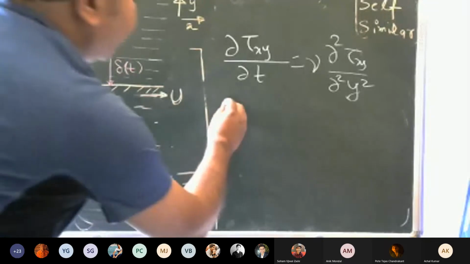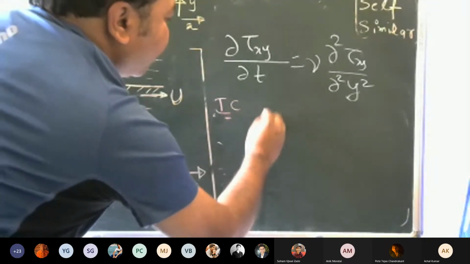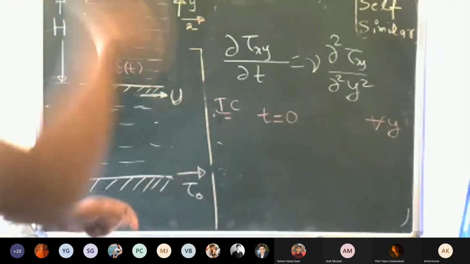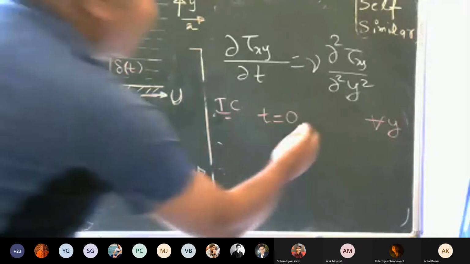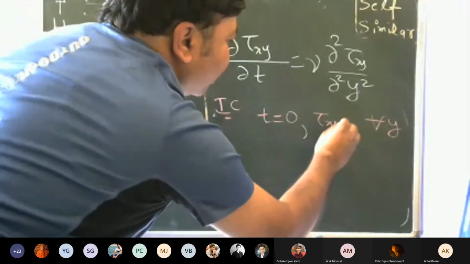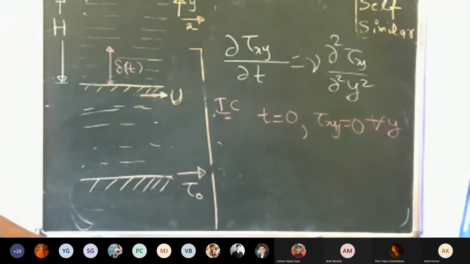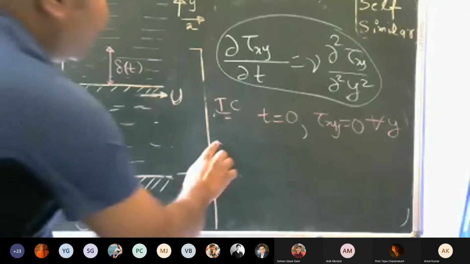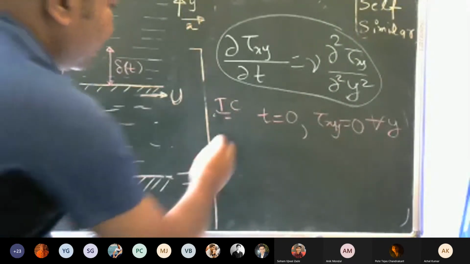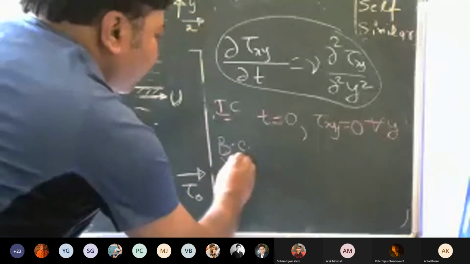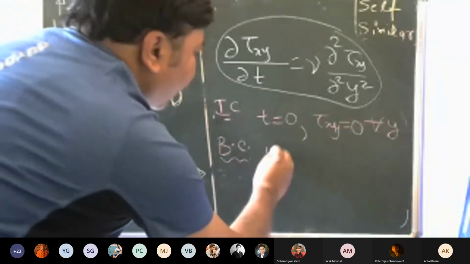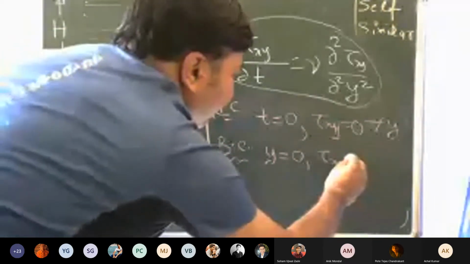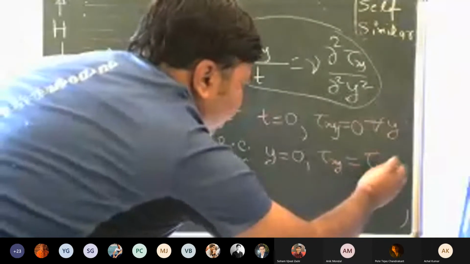So let me write it quickly. Initial condition means what is happening at t equal to 0 for all y. Since initially everything is stationary, nothing is moving, the shear stress is also 0 everywhere. This is the initial condition, because you want to solve this equation. And then boundary condition. Boundary condition is going to be at y equal to 0, τxy is equal to some τ0 for all t.